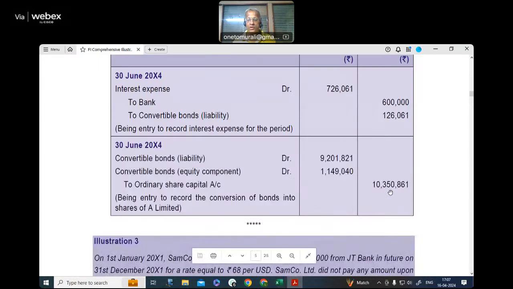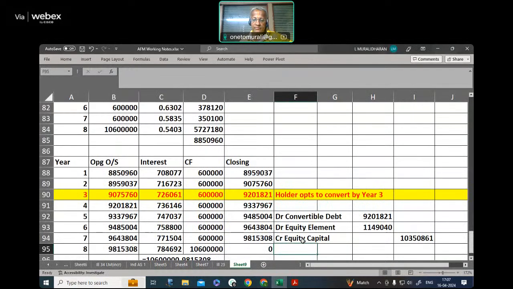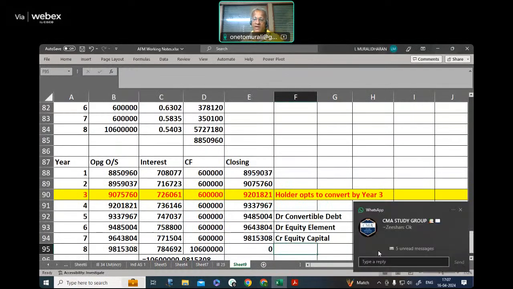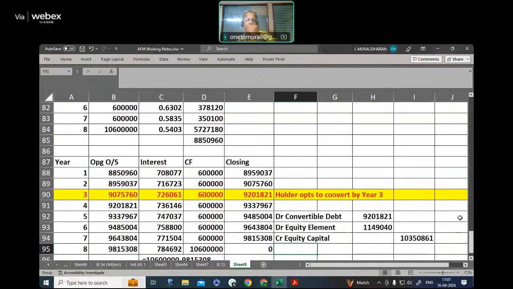So that is what they have just made. Is that clear, all of you? So at the end of the third year, you should look into what amount of liability will be outstanding. You have to extinguish the liability, and there is no need to have the equity element continuing when conversion is taking place. So you are expected to close those two accounts, one being liability, the other being equity, and credit is to be given to ordinary share capital, that is equity share capital, and that's the way this entry is getting closed. Is that clear? The order is very important.